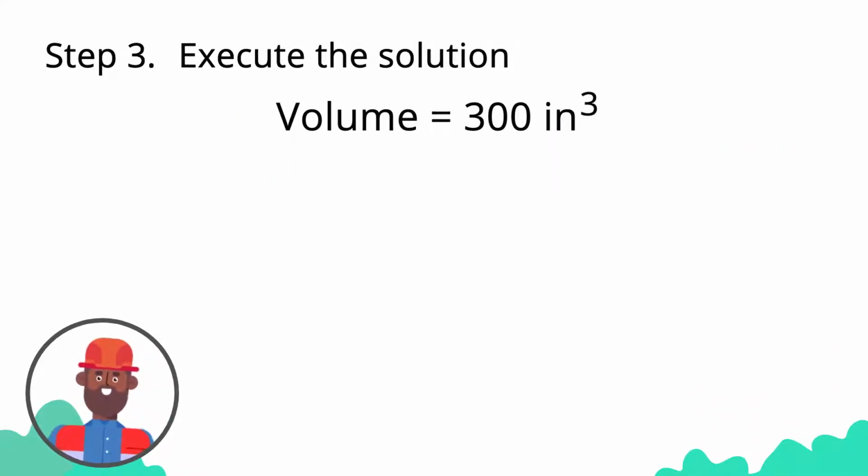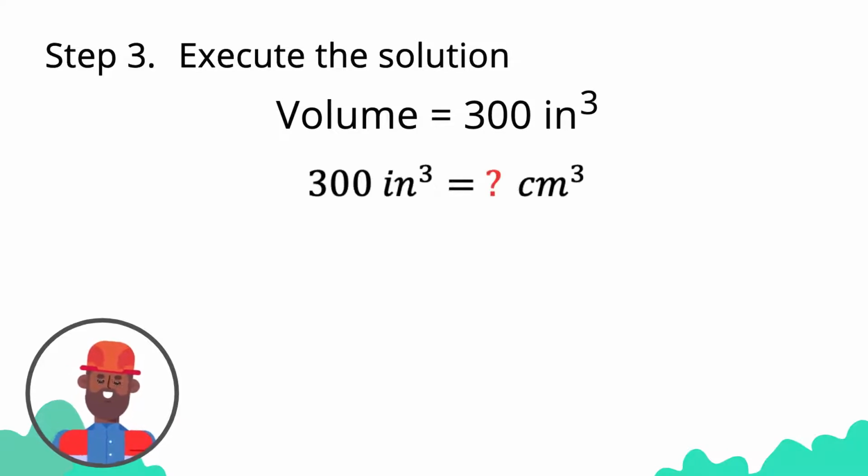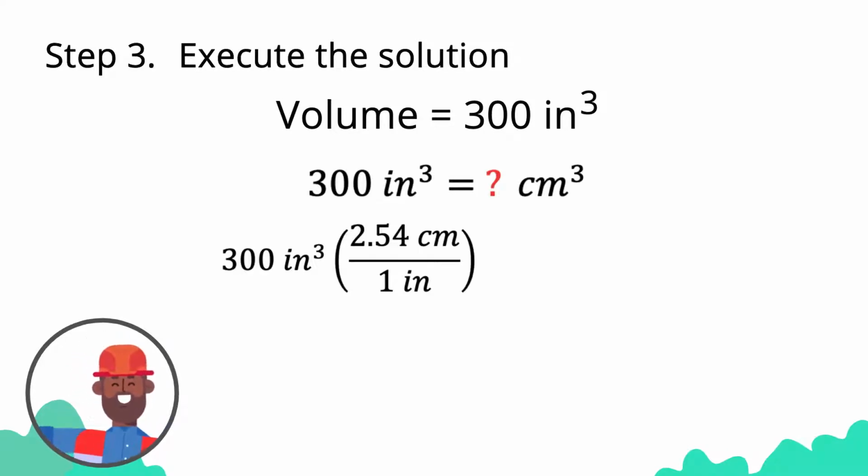Placing 300 cubic inches below, to convert its cubic inches to cubic centimeters, we multiply this to the conversion factor, 1 inch, equal to 2.54 centimeters. Then, we place cube at the upper right corner of the parenthesis to pair the cubic inches to cubic centimeters. In this way, we could cancel the cubic inches that are found at the numerator and the denominator.